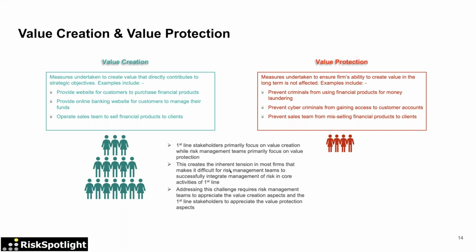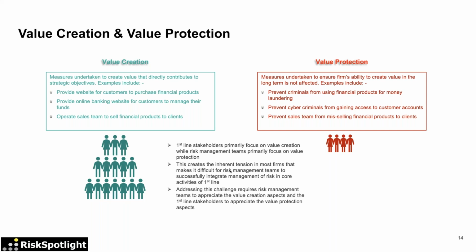And that is the challenge, where the second line teams need to get a little bit more conscious of the value creation aspect, so that the discussion with the first line is not just about value protection, but also, hey, if you manage this risk, then this revenue target you have of earning 500 million pounds by end of the year, there is a better likelihood of you achieving that revenue target if you manage these three risks correctly in the next 12 months.